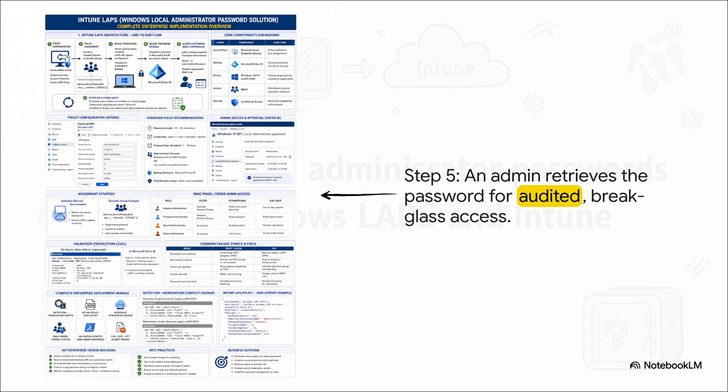So what if a help desk tech needs to log into a machine to fix something? They don't have to use some shared password written on a sticky note. Instead, an admin who has the correct permissions can go into the portal, look up that specific device, and retrieve its current password. We call this a break glass scenario for emergencies. And every time this happens, it's fully logged and audited, all thanks to something called Role-Based Access Control, or RBAC.